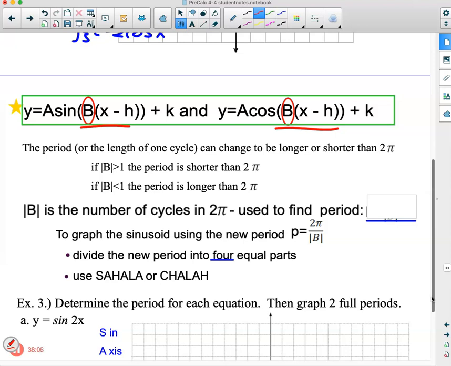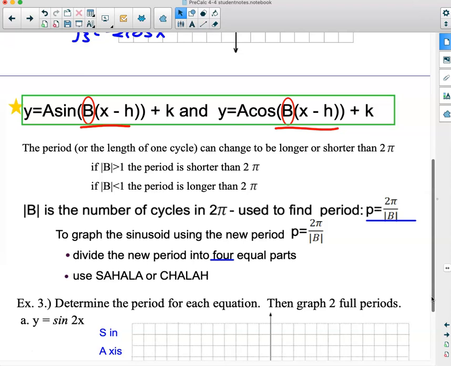So how do we figure it out? Well, the absolute value of B is going to be the number of cycles in 2 pi. That's definitely going to be shortened or lengthened when we have a horizontal stretch or compression. So to find it, what we're going to have to do is use 2 pi divided by the absolute value of B. And you saw me write that down before. Because normally the graph has a period of 2 pi. But if we have a different B value, that's going to change.